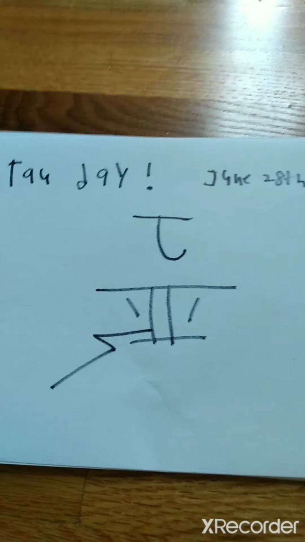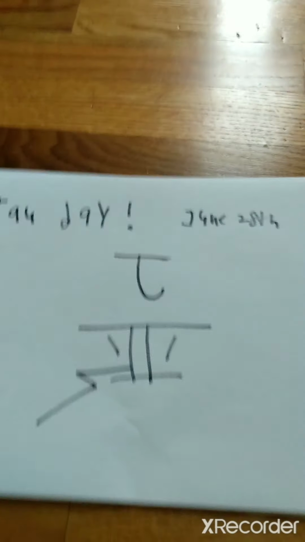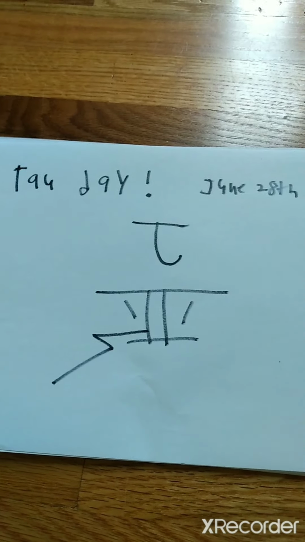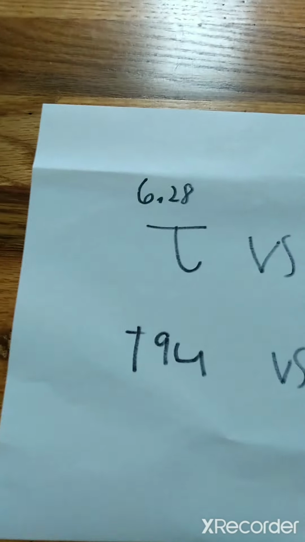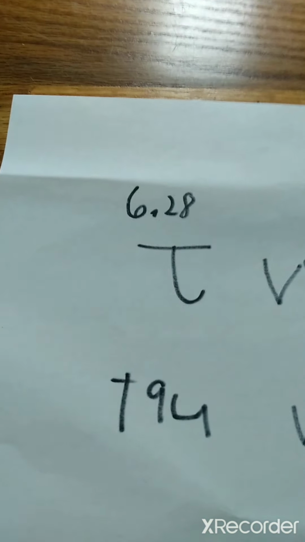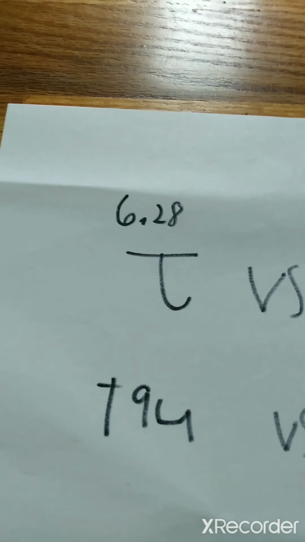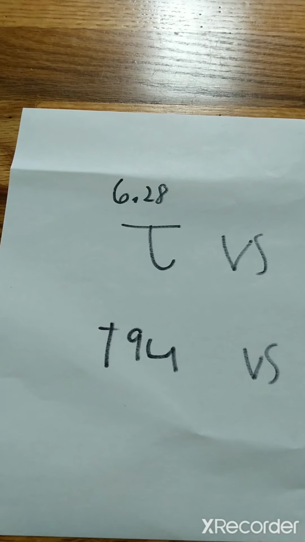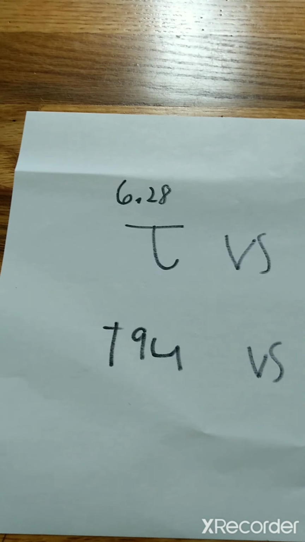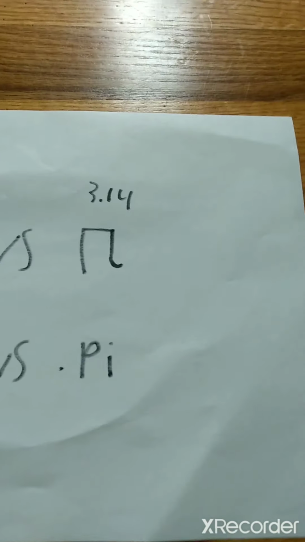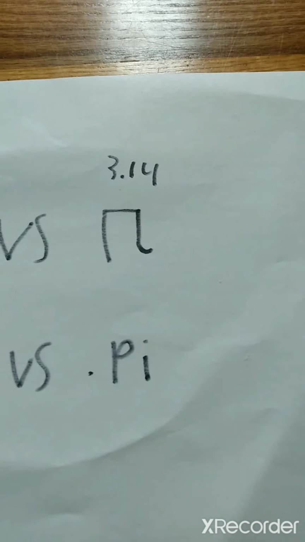In this video, we are going to explain what tau is, and we're also going to explain tau versus pi. Tau is spelled T-A-U, and it is 6.28. That's what it represents. And today is June 28th, the 6th month, the 28th day. And pi is the usual 3.14.